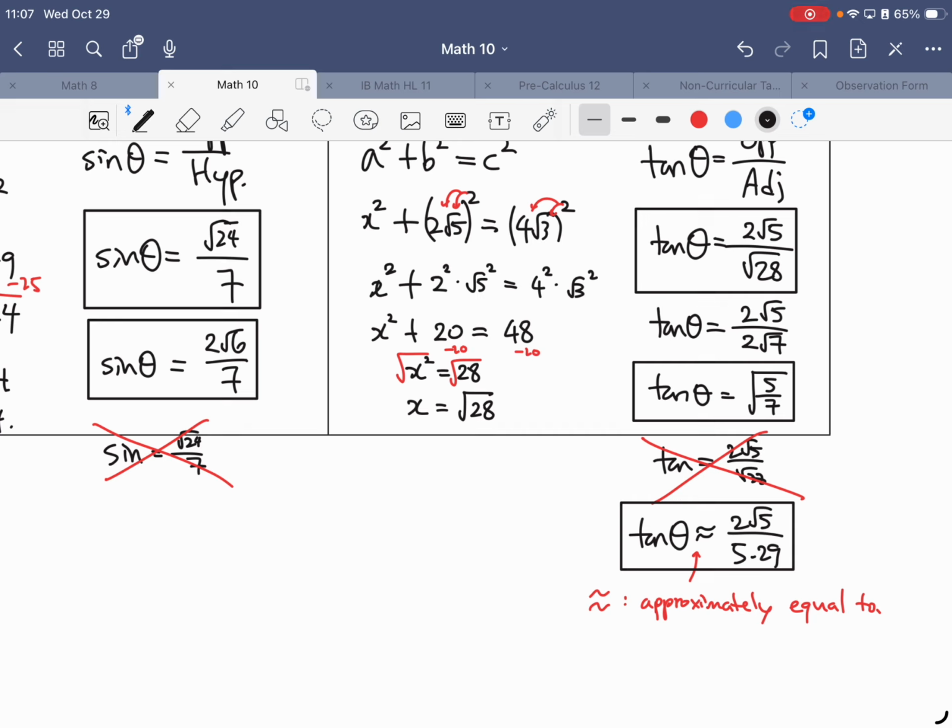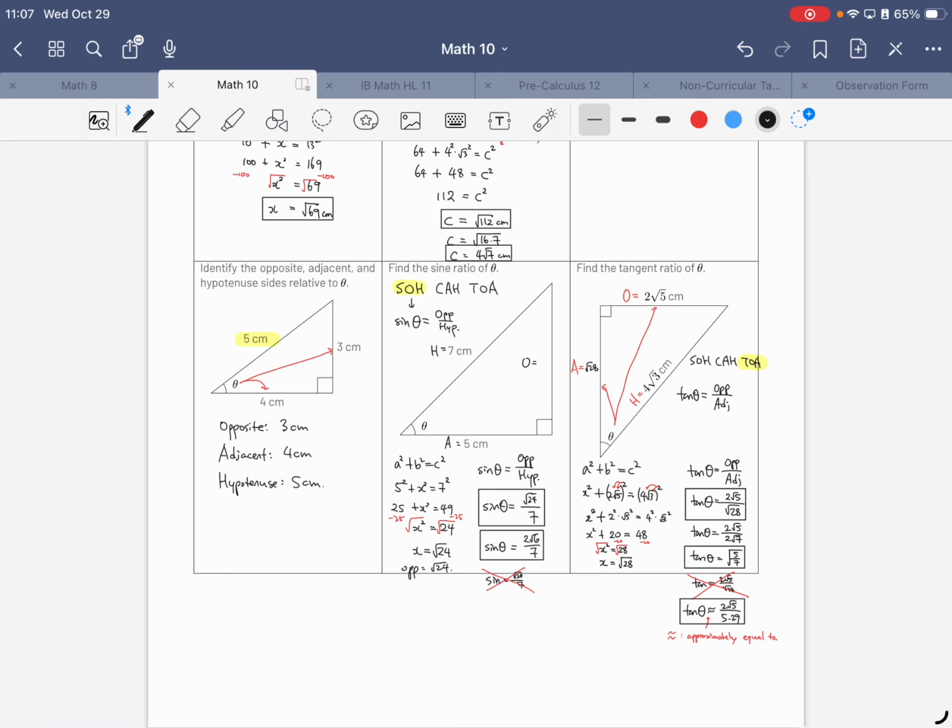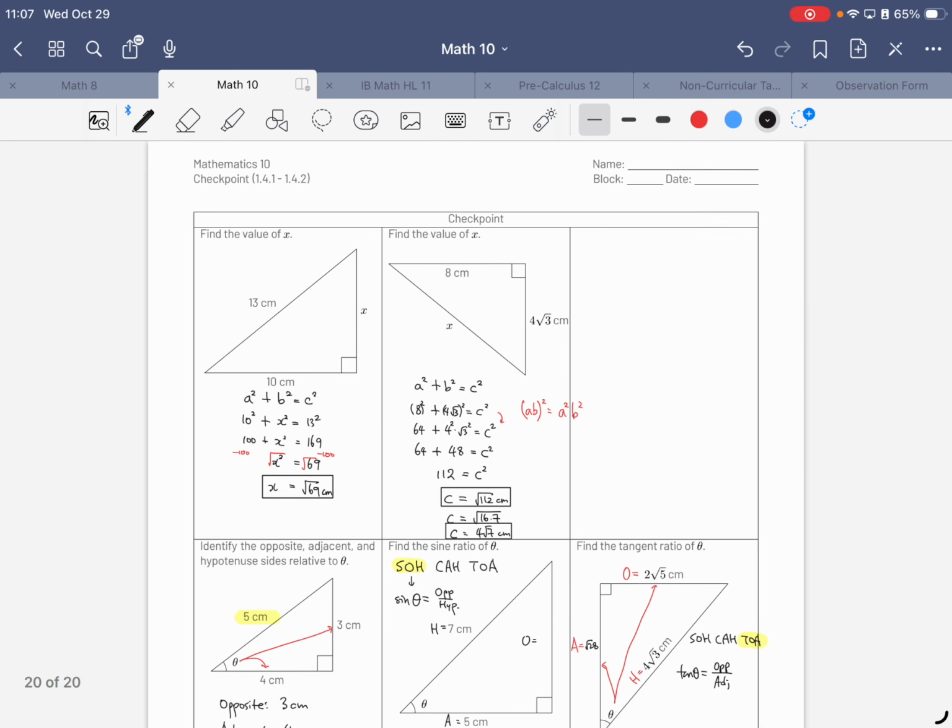That's why I suggest leave it as exact values as much as possible. You want to get exact values. Alright, so that summarizes the explanation of the mathematics 10 checkpoint on the trigonometric ratios.